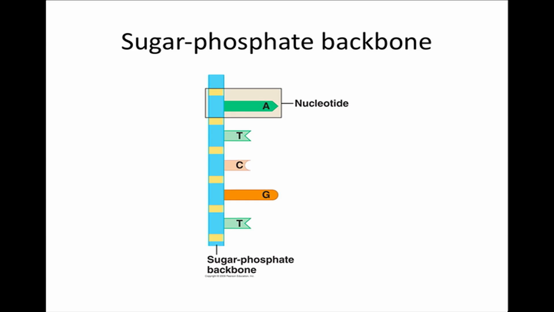Sugar phosphate backbone. The sugar phosphate backbone is the repeating sequence of sugar to phosphate repeated numerous times. In this figure, the sugar and phosphate are represented by the blue and yellow colors.